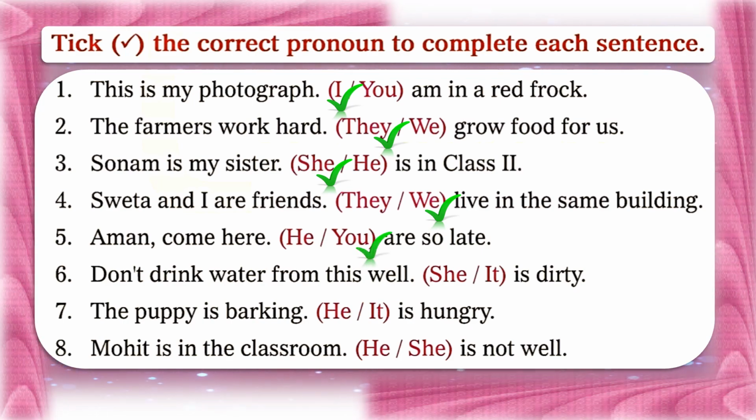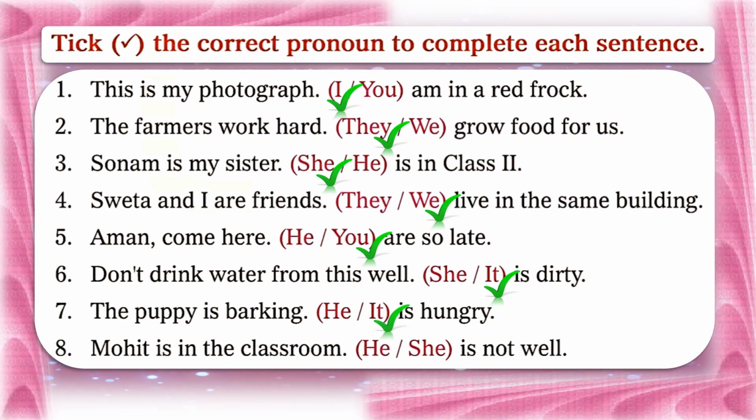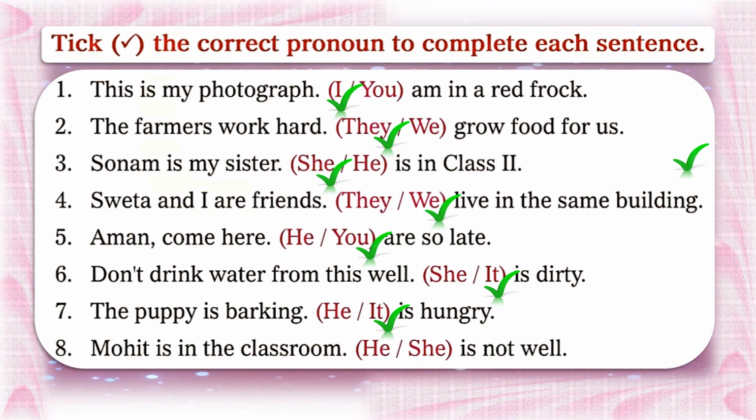Aman, come here. You are so late. Don't drink water from this well. It is dirty. The puppy is barking. It is hungry. Mohit is in the classroom.